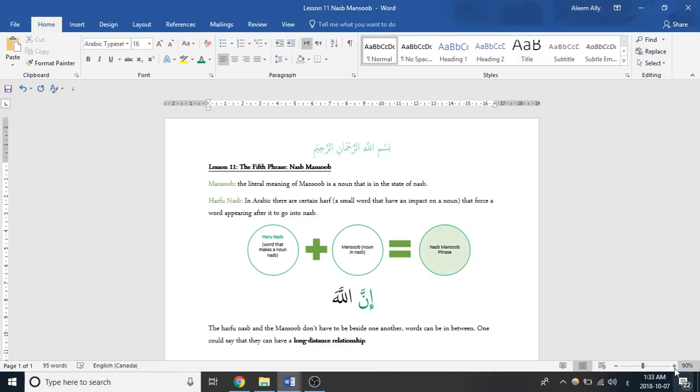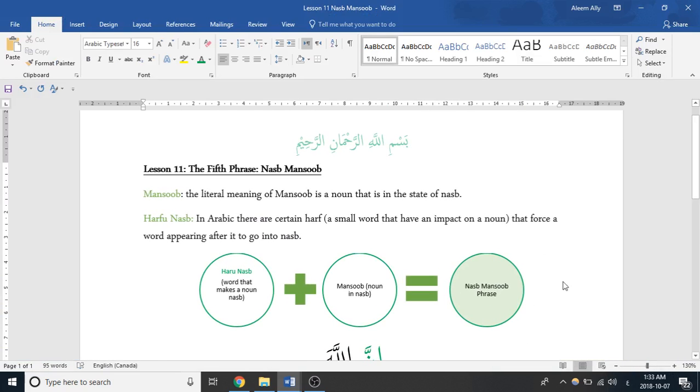So now we're going to go into the fifth phrase, which is known as Nasb, Mansoob. And this one's very similar to Harfu Jar. So we said there's 5 phrases in Arabic. Phrase meaning an incomplete word, also known as a fragment. And we said there was Mawsoof Sifa, which is a descriptive phrase. And it's made up of 2 parts. It's the word being described and a description of it.